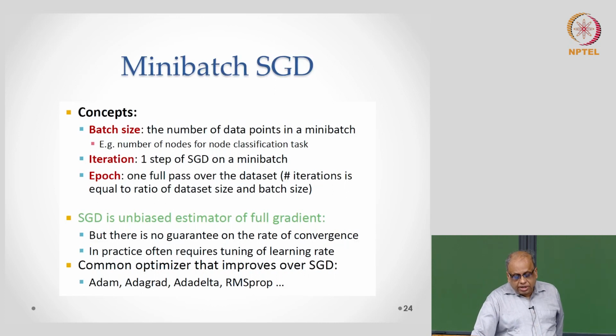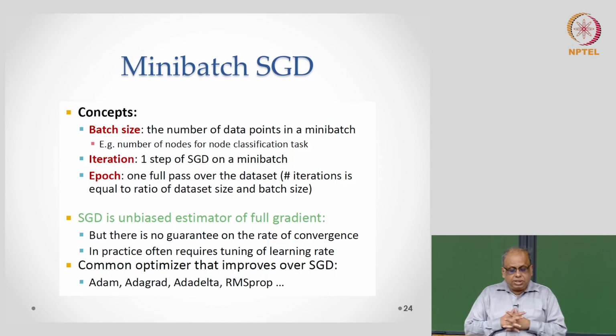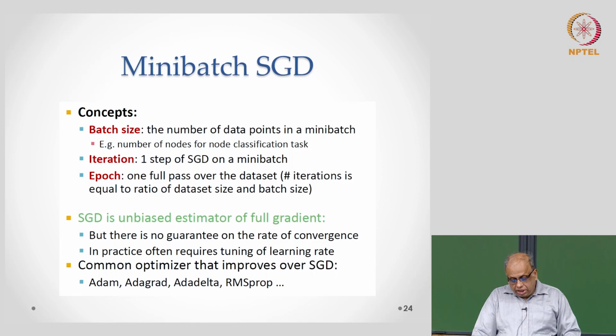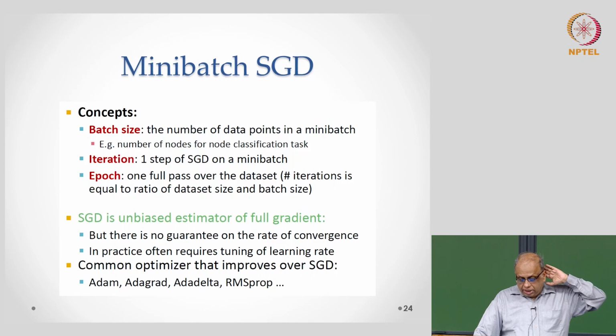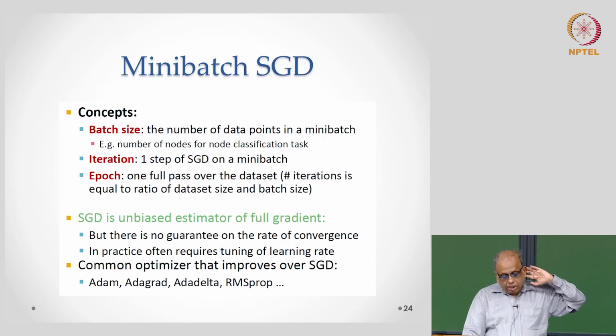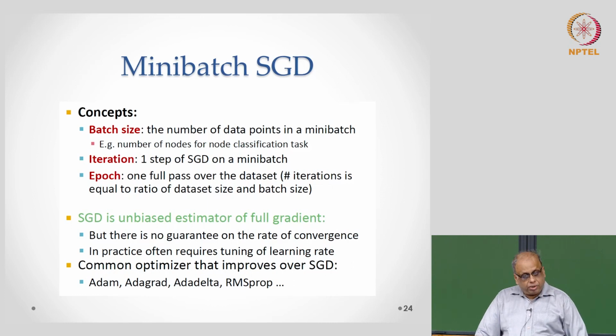Stochastic gradient descent will have some other parameters that you will need. For example, batch size, the number of actual data points that you use. So for example, from the billion data, are you using 1,000 or are you using 10,000? So batch size is an important hyperparameter. Iteration is which step of the SGD you are doing, and one full pass of the overall data set is called an epoch. It is an unbiased estimator of the full gradient descent, but you can get much more performance improvement using SGD.